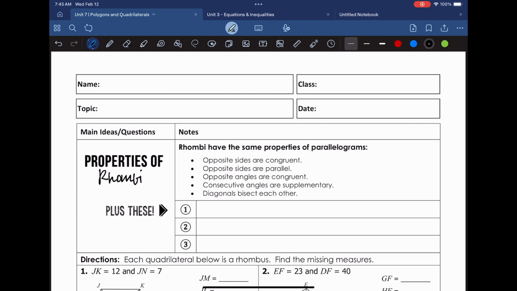Hi, everyone. Well, I was wrong. I'll take that. I was wrong. That's fine. I'm gonna go through properties of rhombi and squares. Rhombi are a little bit different than squares. Let me show you real quick.